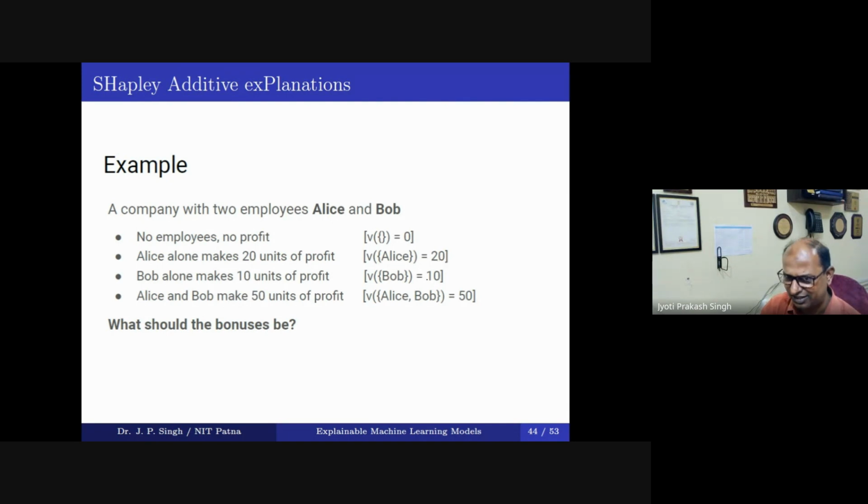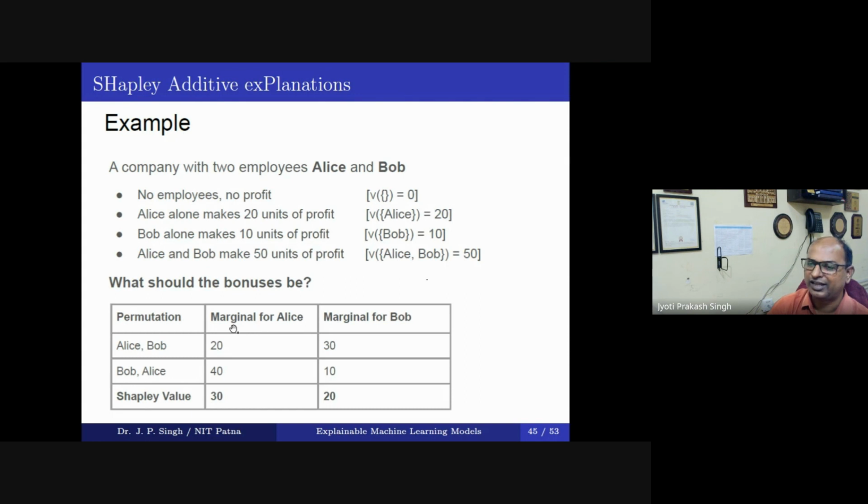Then they rested Alice for some time and hired Bob, and in that particular month, keeping everything else the same, the profit was 10 units. And then they added both of them in the team and asked them to work for them. And when both of them worked, the profit was 50. So you see the difference. Individually, one makes 20, the other makes 10, but when they combine together, they make 50. Now, if there has to be a bonus, how much bonus should be given to Alice? How much bonus should be given to Bob? That's the question.